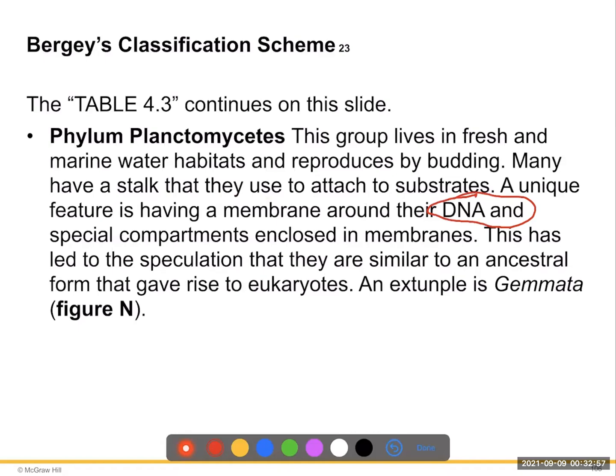In these Planctomycetes, we speculate that they're similar to an ancestral form that gave rise to eukaryotes, because eukaryotes have that double membrane from the nucleus. So it's one of the evolutionary steps from prokaryotes to eukaryotes. So prokaryotes were long before eukaryotes.